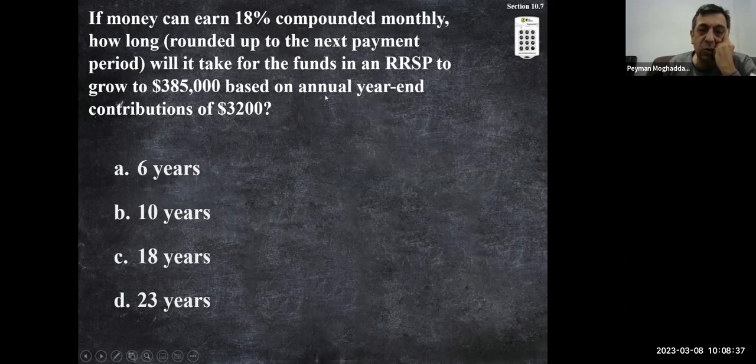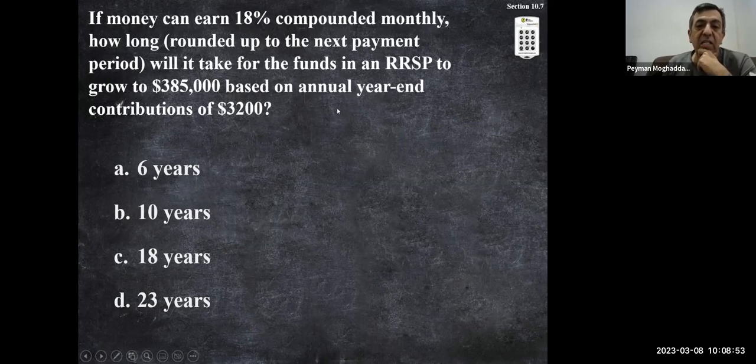Is it an annuity due or ordinary? This is an ordinary annuity. Why? Because we do it at year end. We don't do it at the beginning of the year. At the end of the year, we contribute 3,200, so it's basically ordinary.